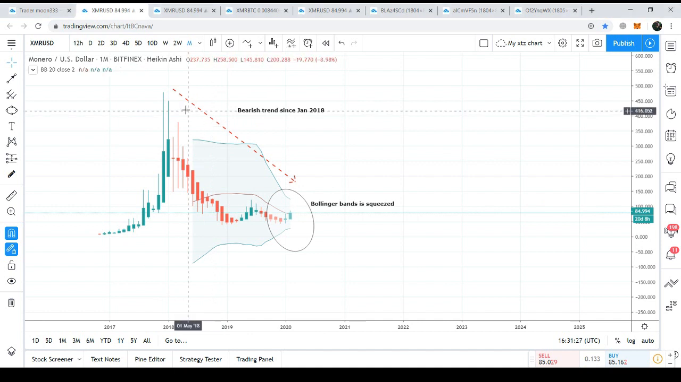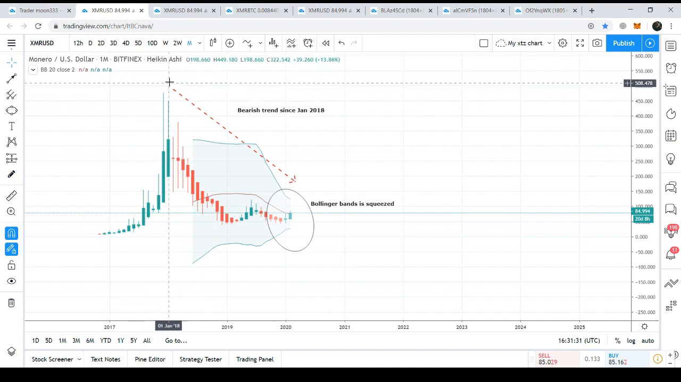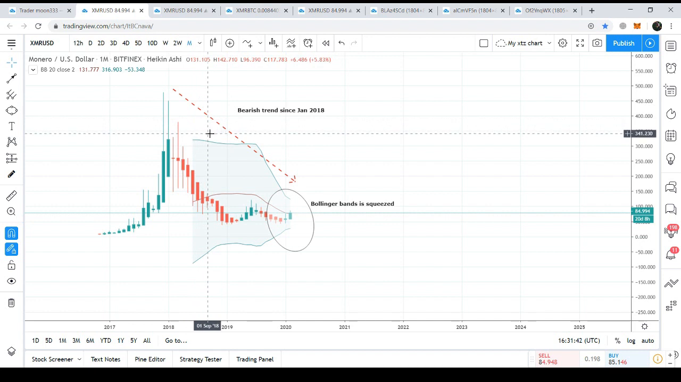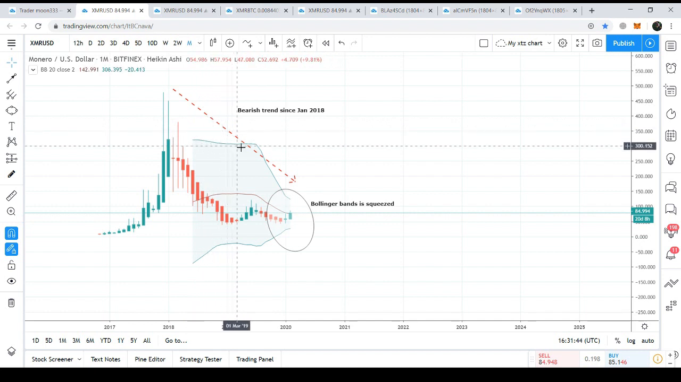Here we can see, after hitting the highest price ever in the history of Monero in December 2017, the price action has been moving down on the month chart, and we have seen a very strong bearish trend on this long-term month chart.